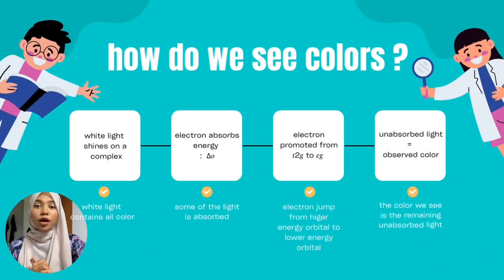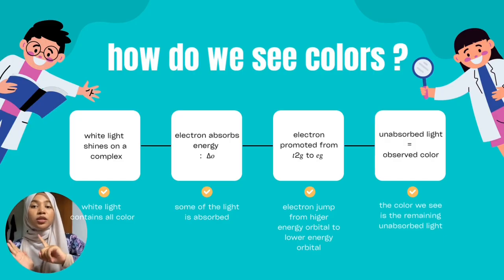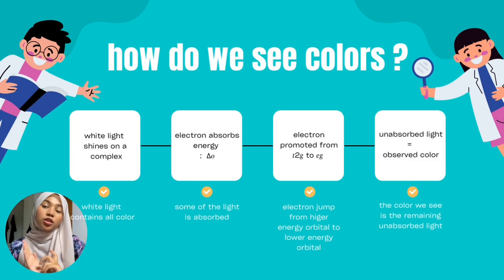Do you know how we can actually see colors? When white light shines on a complex, some of this light is absorbed. An electron is promoted from the lower energy t2g orbital to the higher energy eg orbital. The remaining light that is not absorbed is what gives the complex its observed color.